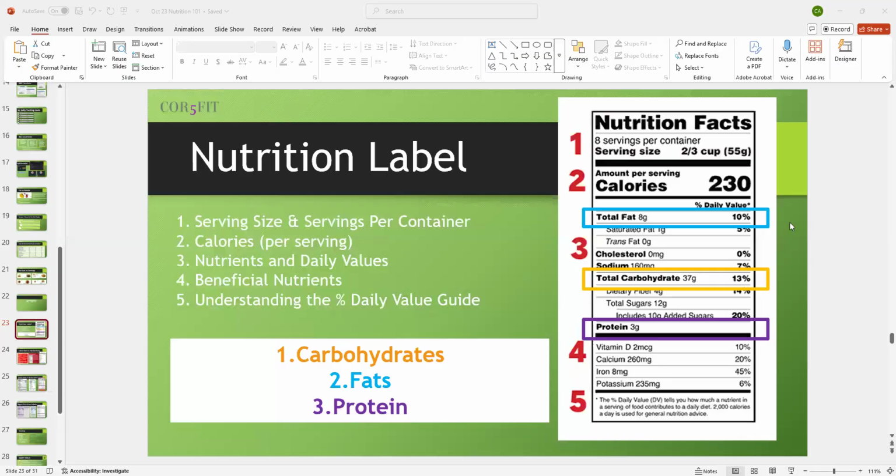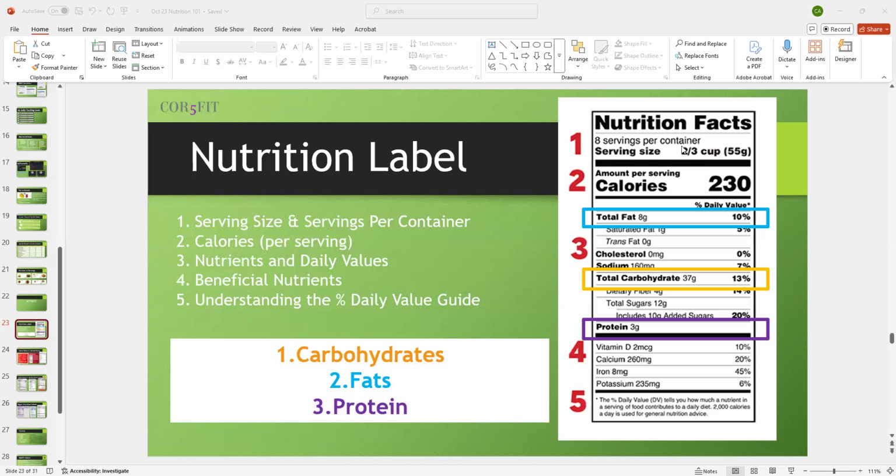The label I'm going to show right now that we'll walk through is really good because the nutrition labels are standardized. They all look the same. The way that they are written out and the order that they are in is all the same. So as we look at nutrition labels, the first thing we're going to start with is the serving size.